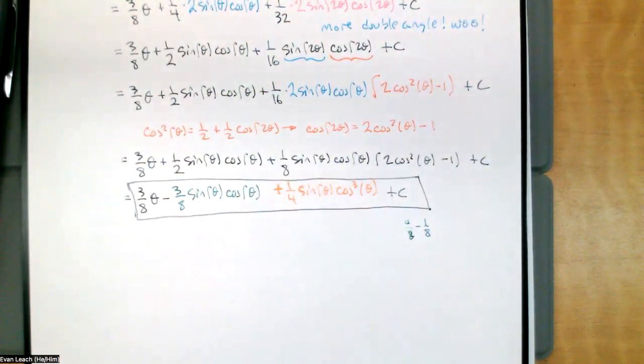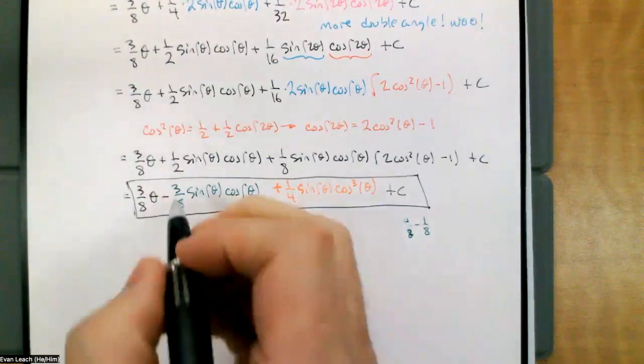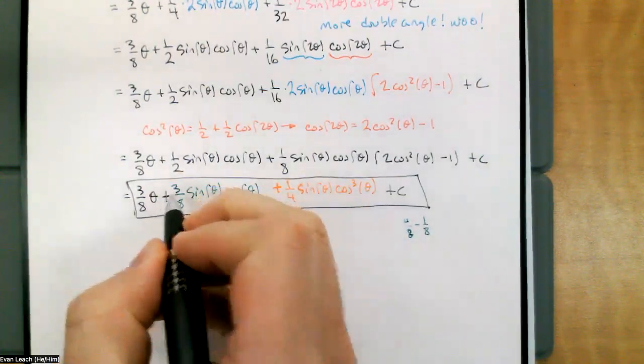But with an eye to trigonometric substitution going back to the variable x, we will want all of our thetas to be expressed as single thetas in the arguments. So we replace the 2 thetas with double angle identities. Oh, 3/8 plus 3/8, yes. Thank you.